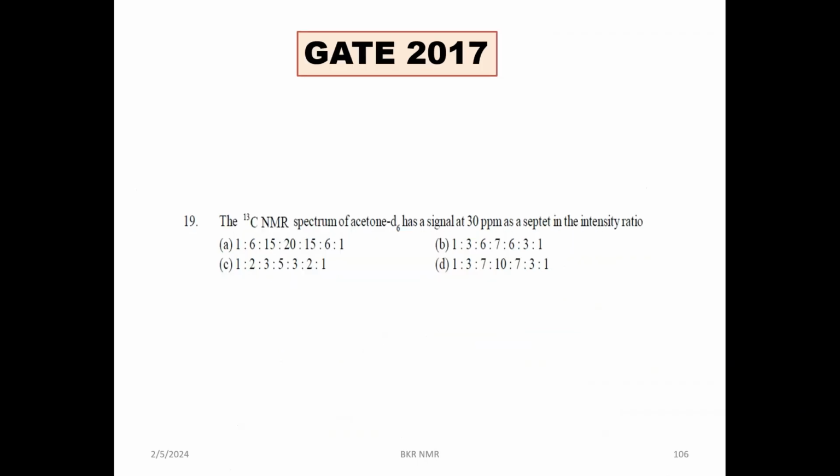The next is a GATE 2017 question. What they're asking is: the C13 NMR spectrum of acetone D6 has a signal at 30 ppm as a septet, and they're asking for the intensity ratio. If we know Pascal's triangle, it becomes very easy. As you would have seen in Pascal's triangle, we have the midpoint 1, then 1 and 1. This becomes 1, 2 and 1, then 1, 3, 3, 1, then 1, 4, 6, 4, 1, then 1, 5, 10, 10, 5, 1.